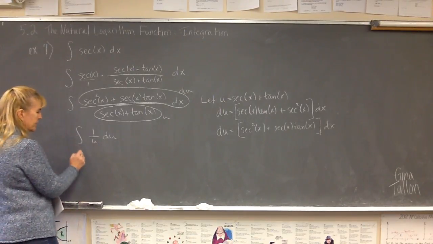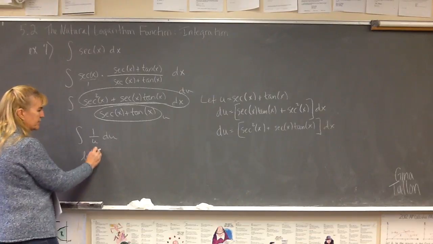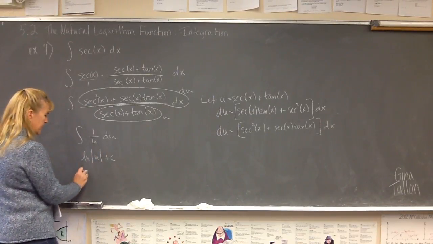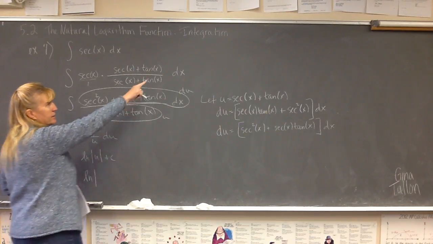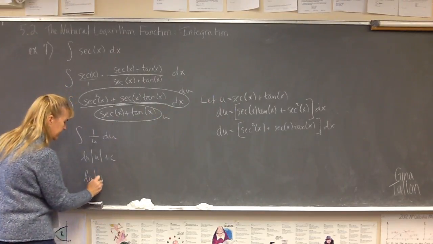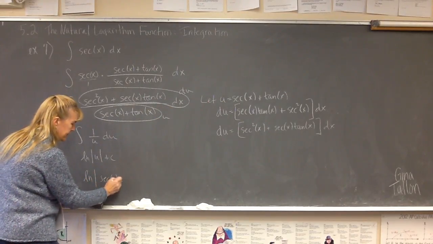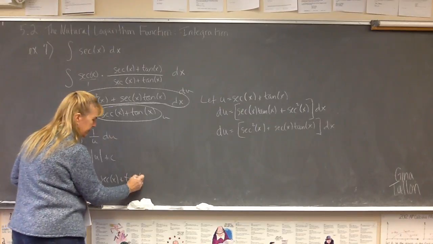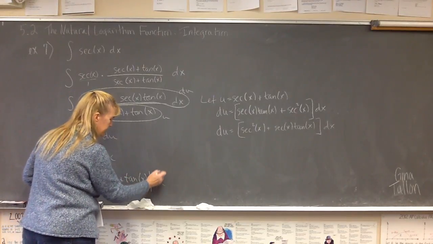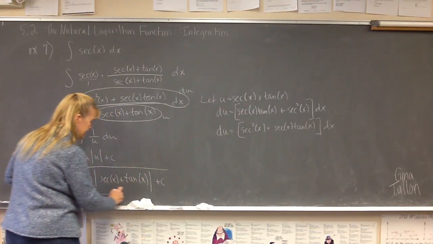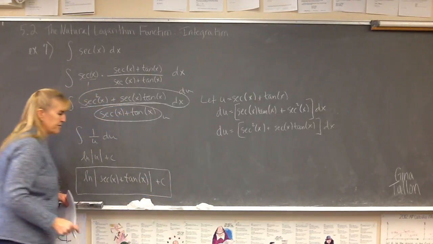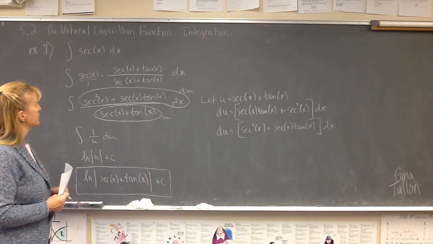This is now, I can integrate, this is the natural log of the absolute value of u plus c. Bring my x's back into play. U is equal to secant x plus tangent of x. And my absolute values, add my plus c on the end. And I am finished. Okay?